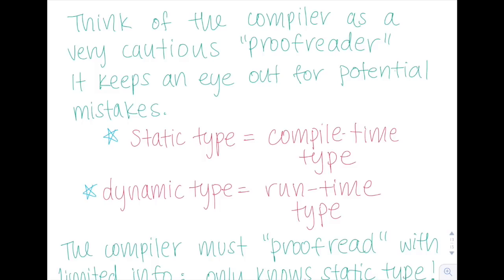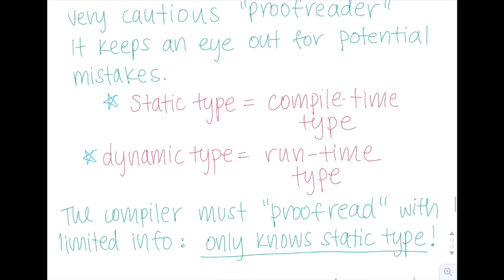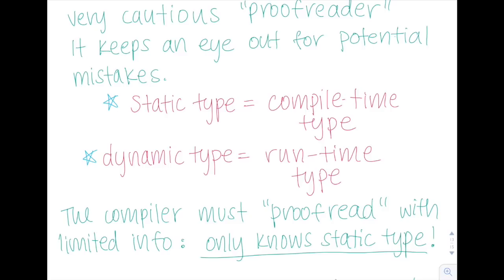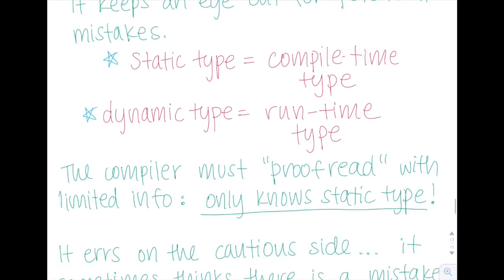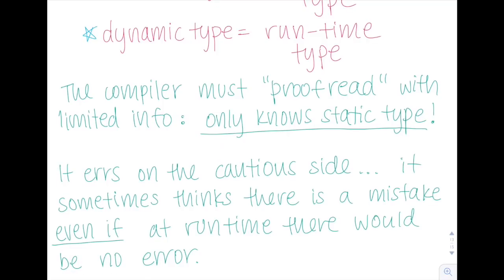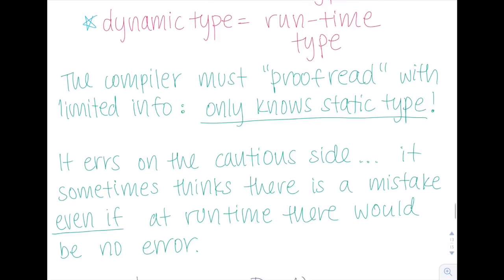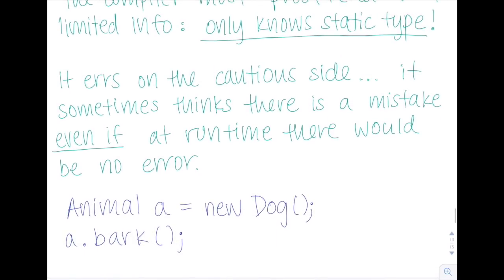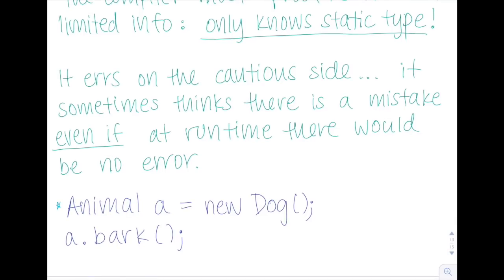Now, the thing is, the compiler only knows the compile time type, the static type. So the compiler has to proofread your code with limited information. And it turns out that the compiler decides to err on the side of caution. It sometimes thinks that there is a mistake, even if at runtime there wouldn't be an error. So here are a couple lines of code as an example. Animal a equals new Dog. I'm just going to write this out explicitly.